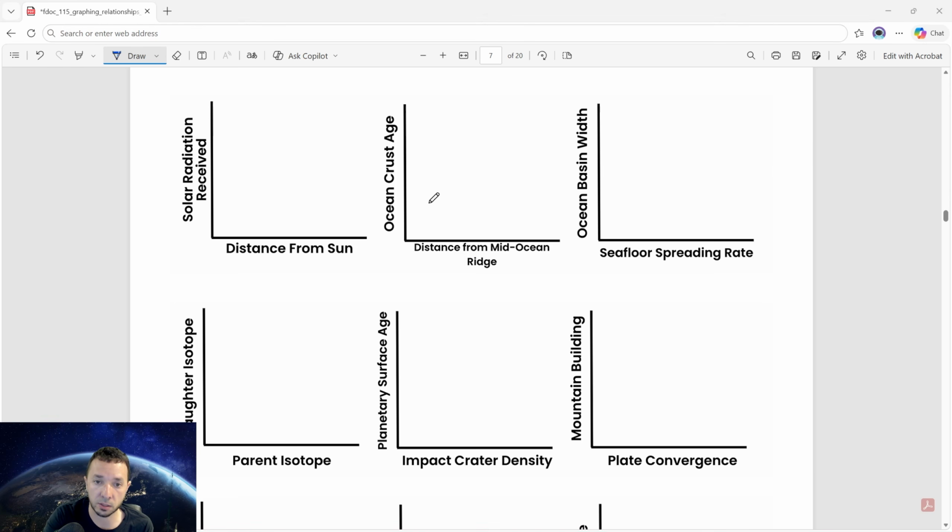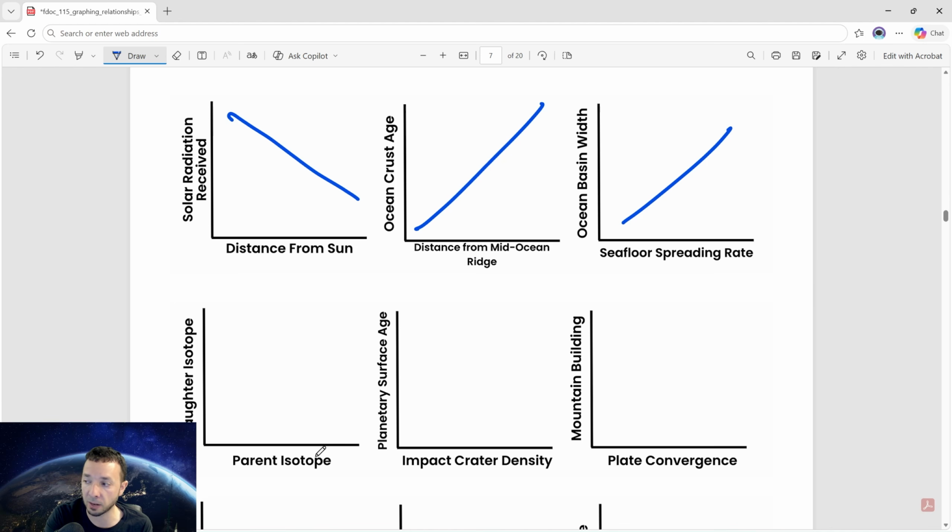It should decrease. As the distance from the mid-ocean ridge increases, what happens to ocean crust age? It should increase. If seafloor spreading rate increases, what happens to the ocean basin width? That should increase. If the parent isotope amount increases, daughter isotope should decrease.